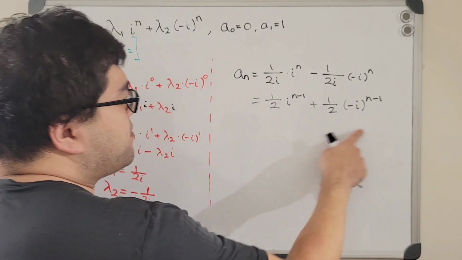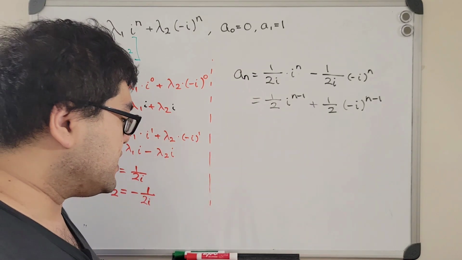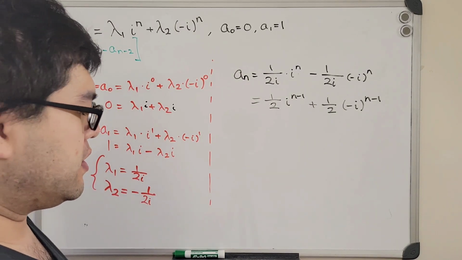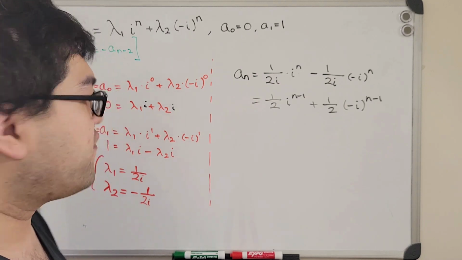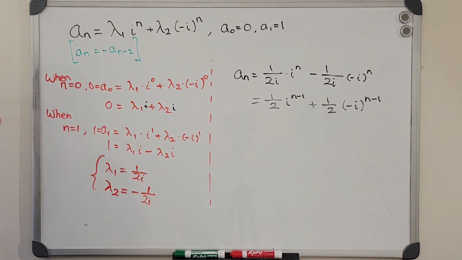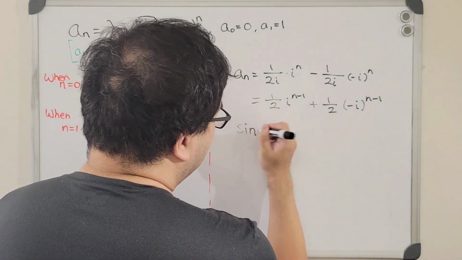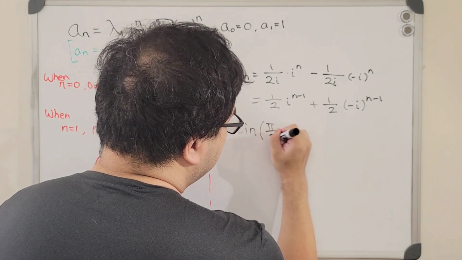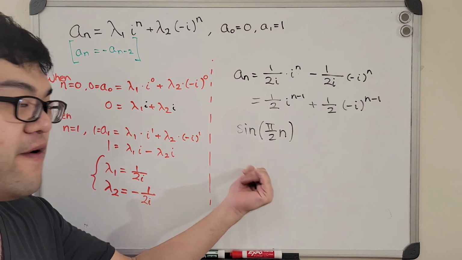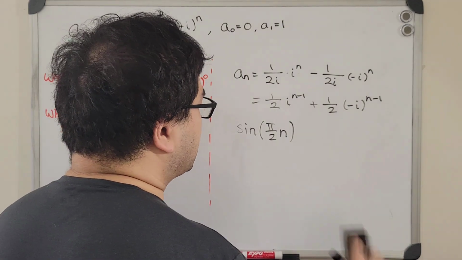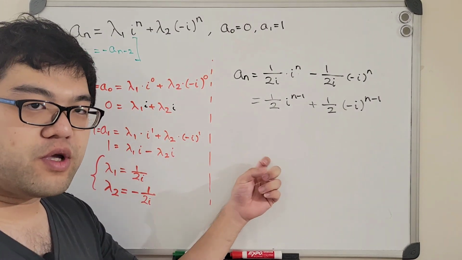But anyway, now we actually have the results, but it doesn't look like the unique solution that we found at the beginning, which says a sub n is equal to sine of pi over 2 times n. So what's going on? Let's verify it, see if we can actually get this result. Right, let's jump to the next board.